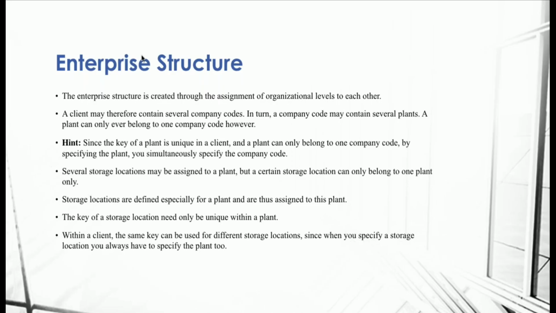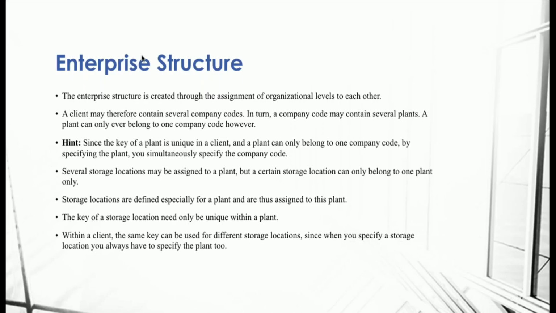What is the hint? The hint is since the key of plant is unique in the client and the plant can only belong to one company code, by specifying the plant, you simultaneously specify the company code. Whenever, let's say, you are creating a purchase order, and you just provide the plant number, it will automatically derive the company code because it is only assigned to one company, which means it is not necessary to provide plant as well as company code. If you specify the plant, it will automatically pick the company code.